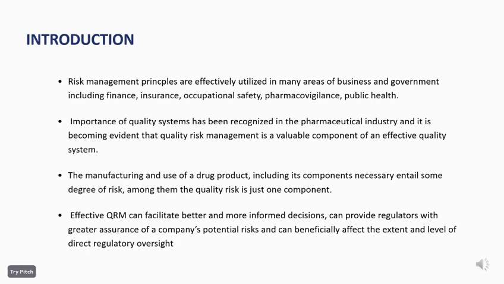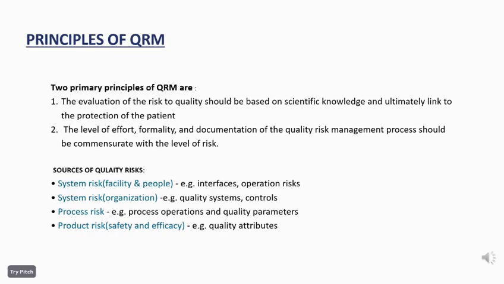Principles of QRM. Two primary principles of QRM are: the evaluation of the risk to quality should be based on scientific knowledge and ultimately linked to the protection of the patient; and the level of effort, formality, and documentation of the quality risk management process should be commensurate with the level of risk. Then we see about the sources of quality risk.